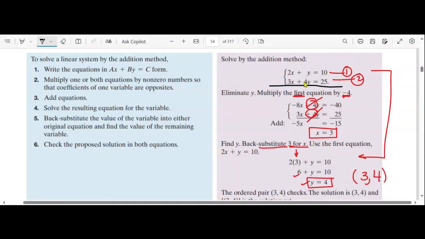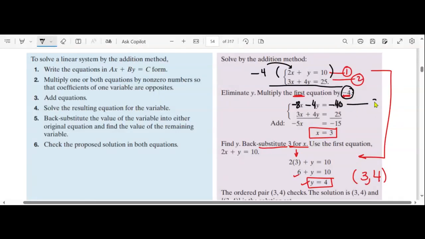No. So the only way to cancel one variable is to multiply the first equation by -4. Why do I have to multiply by -4? Because it's the opposite sign. So let's multiply times -4. So -4 times the first one, right? If you multiply -4 times 2, how much do you get? -8. -4 times 1, -4. -4 times 10, -40.